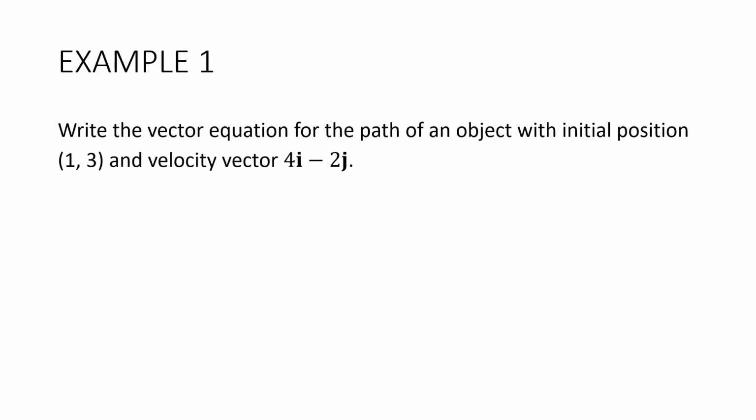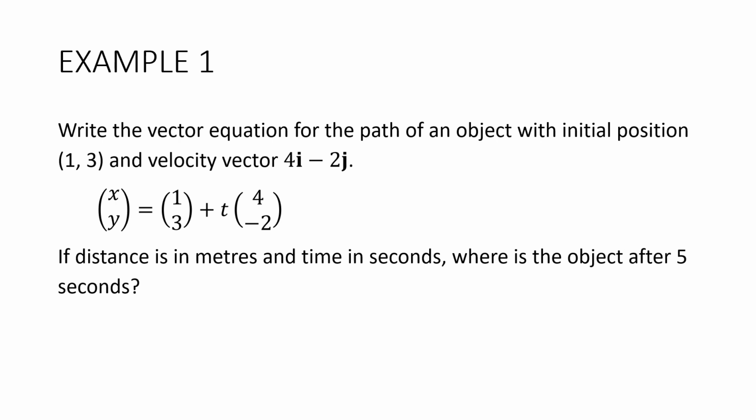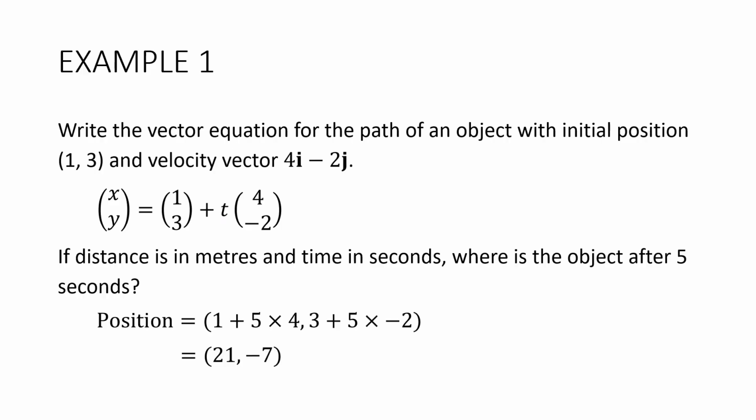So let's write the vector equation for the path of an object with initial position 1, 3 and velocity vector 4i minus 2j. And this is really easy, isn't it? It's just vector xy is equal to the vector 1, 3 plus t multiplied by the vector 4, negative 2. If distance is in meters and time is in seconds, where is the object after 5 seconds? All we do is substitute the 5 in here. So the position will be 21, negative 7.